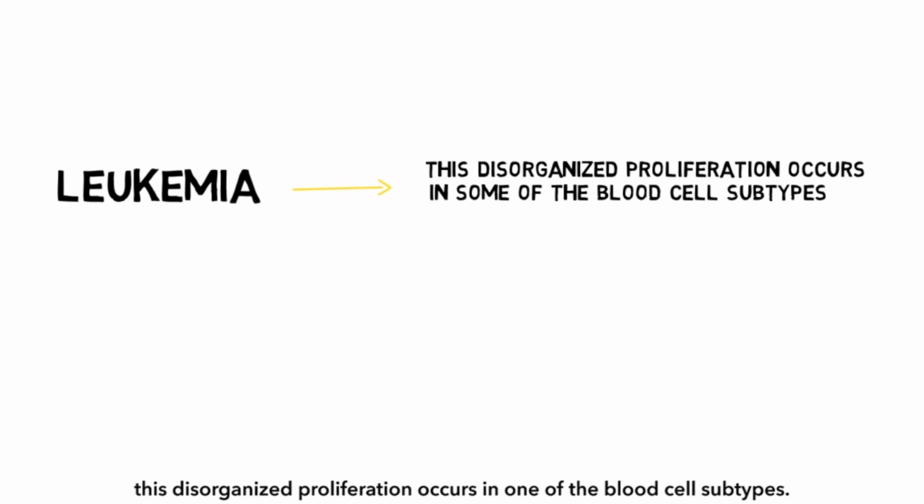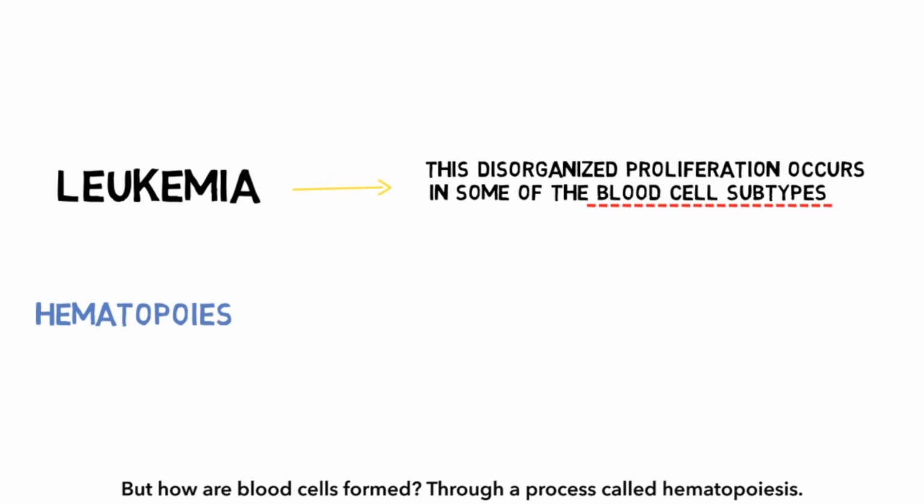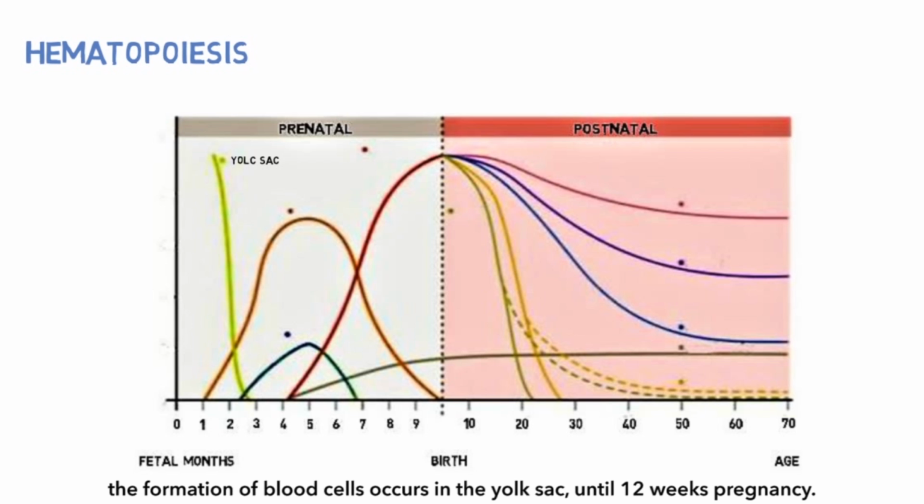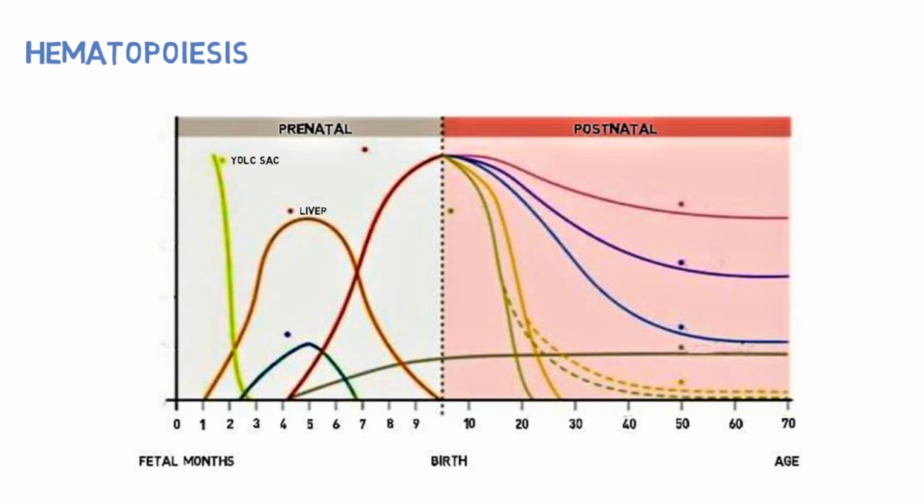In the specific case of leukemia, this disorganized proliferation occurs in one of the blood cell subtypes. But how are blood cells formed? Through a process called hematopoiesis. Hematopoiesis occurs in some specific organs of the body, but at the beginning of human development, the fetus does not have hematopoietic organs. Therefore, the formation of blood cells occurs in the yolk sac until 12 weeks of pregnancy.